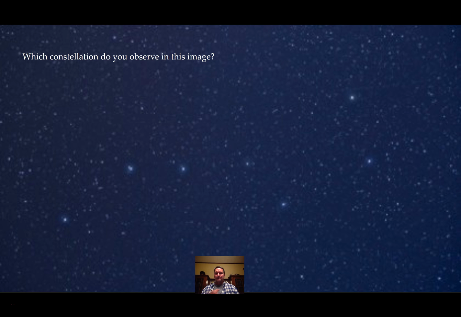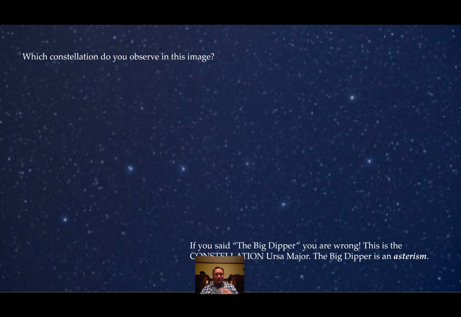Okay. All right, so whenever you start looking at constellations, one of the first things you have to do is be able to accurately identify them. Now, of course, whenever most people look at this, the first thing they're going to say is this is the constellation, the Big Dipper. Well, here's the problem with that. The Big Dipper is actually not a constellation. The constellation's name is Ursa Major. The Big Dipper is something that is called an asterism.